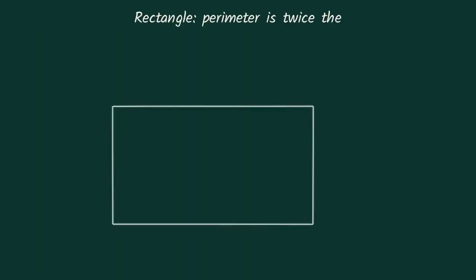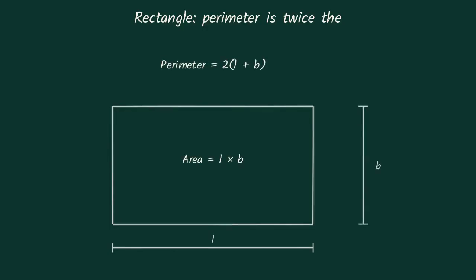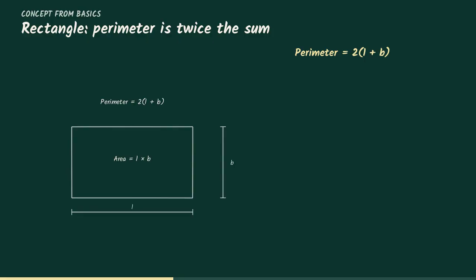Walking the boundary, you pass both length and breadth twice, once on each opposite side. So perimeter is 2 times (length plus breadth).